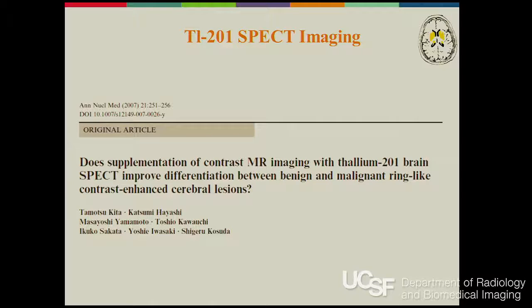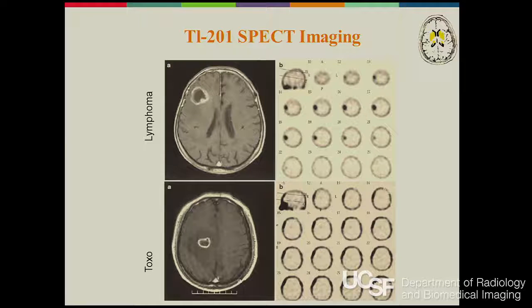Thallium SPECT has also been proposed. We don't use this, but it has been documented as a fairly reliable way to distinguish these two. With lymphoma, you're going to see increased uptake on SPECT of thallium, whereas toxo is going to be basically no significant uptake.